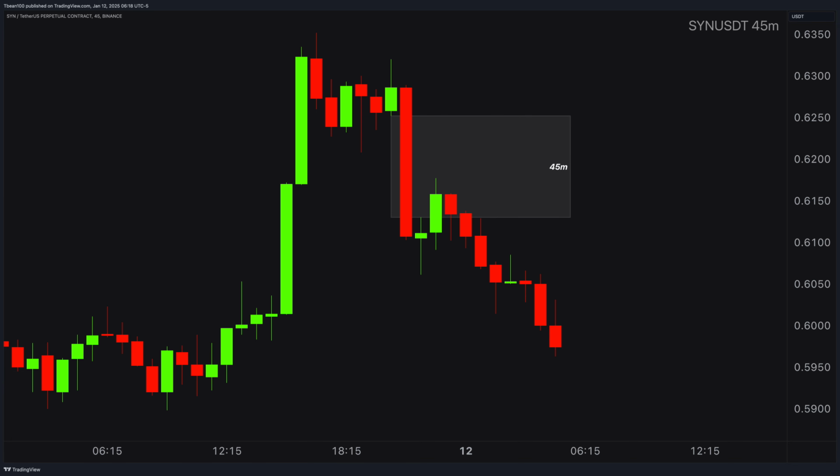But why did I select this coin rather than the number 1 or 2? As you can see, we are now in the 45-minute chart. Notice these imbalance points. Sellers were strong on this coin.